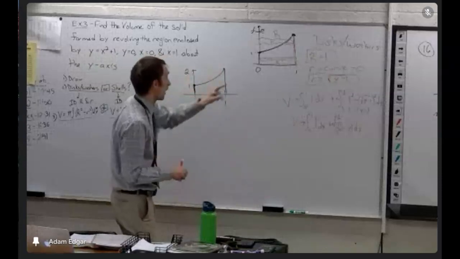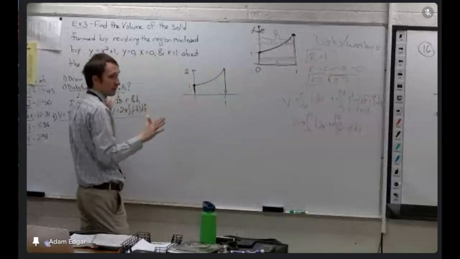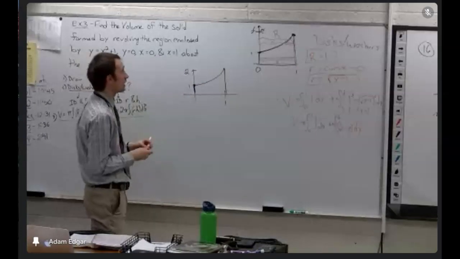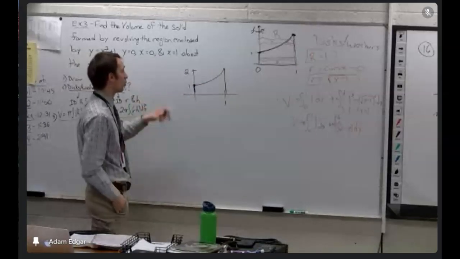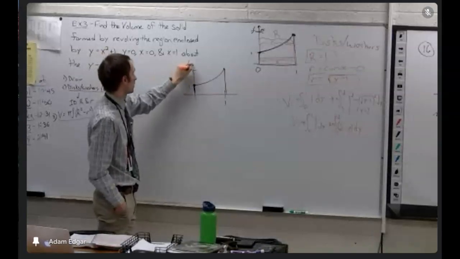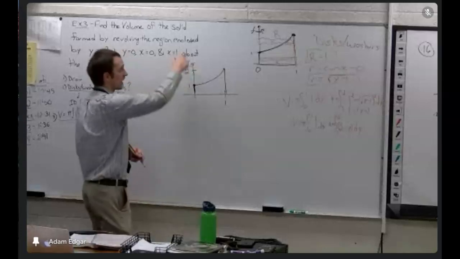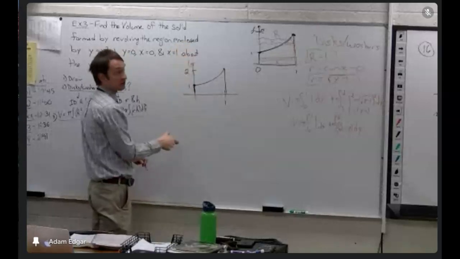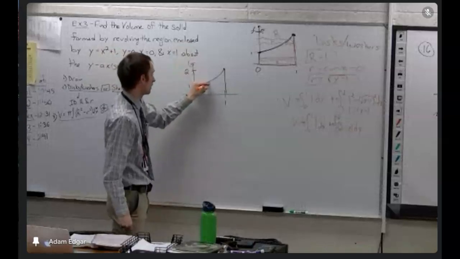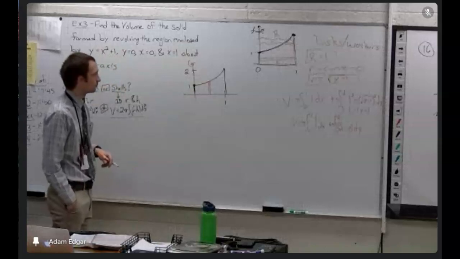No, that was disc washers. This is now going to be just shells. Shells doesn't mesh with anything else. This is just shells. So if we're doing this in terms of shells, which way is our rectangle going to be oriented? Parallel, yeah. So shells are parallel. So you look at your axis of rotation as the y-axis. So you draw your rectangle parallel to the y-axis. There's your rectangle.